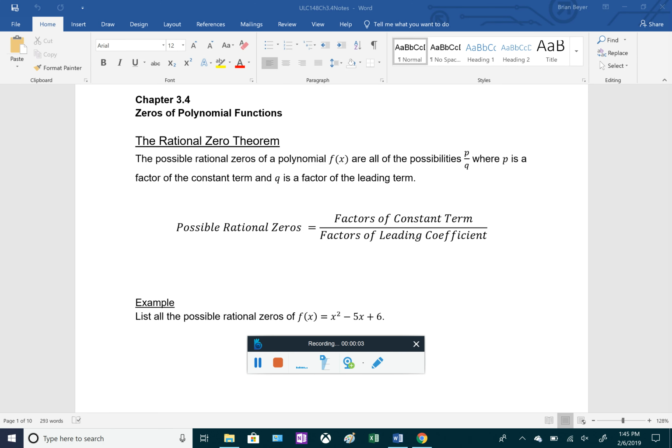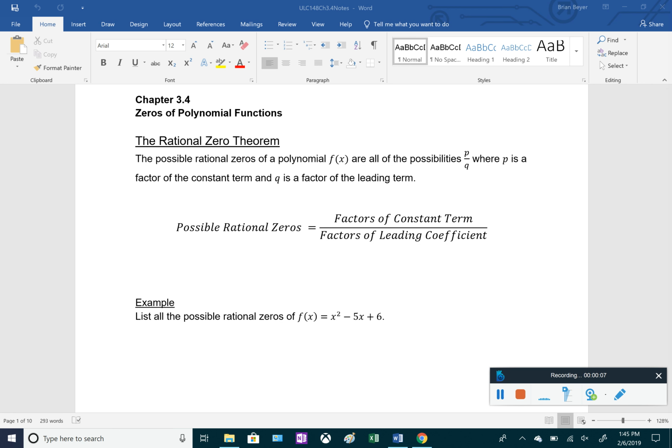In chapter 3.3 previously, we were given a polynomial and we were told what one of the x-intercepts, one of the zeros, was. We used that information and the factor theorem to find the other zeros of it. And we did that using synthetic division to find the quotient, and then we set that quotient equal to 0.